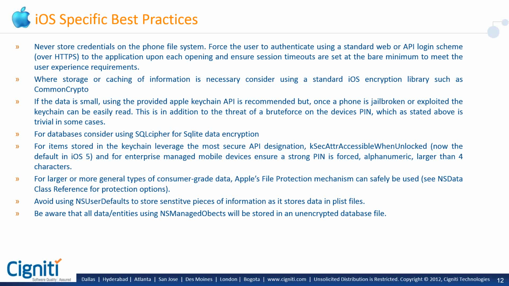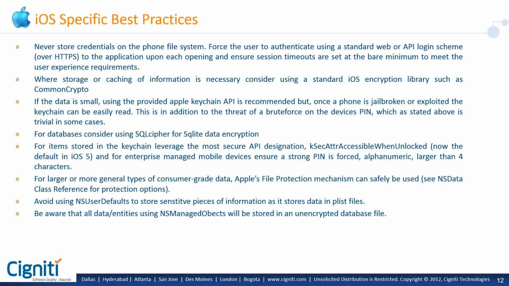phone file system. You have to specifically use a standard authentication, web or API login authentication to the user over a secure channel, which would allow us to make sure that there are proper timeouts and session management happening, to make sure that we have all the information in place and information is not being accessed. So when the data is very small, you can use a keychain API, but as I said, once the phone is jailbroken or exploited, you can specifically have access to all the keychains.